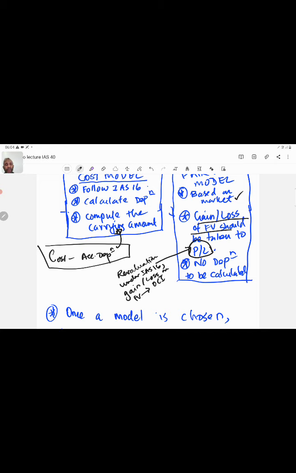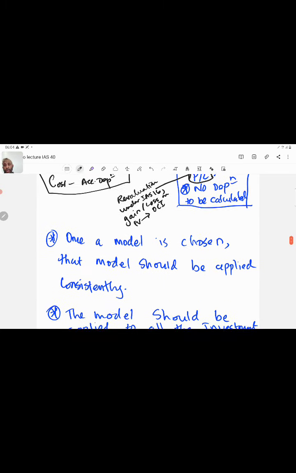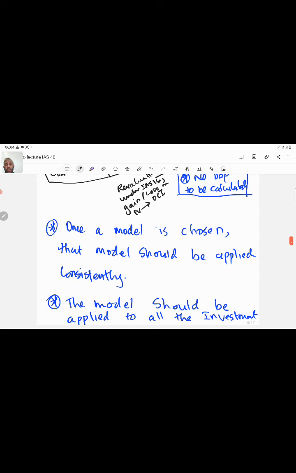So please note that difference. No depreciation to be calculated. We will not calculate the depreciation under the fair value model. Once a model is chosen, that is also important here, that model should be applied consistently. Over the years, you should follow the same model. If you are choosing the fair value model for 2016, 2017, 18, 19 onwards, you must follow this.